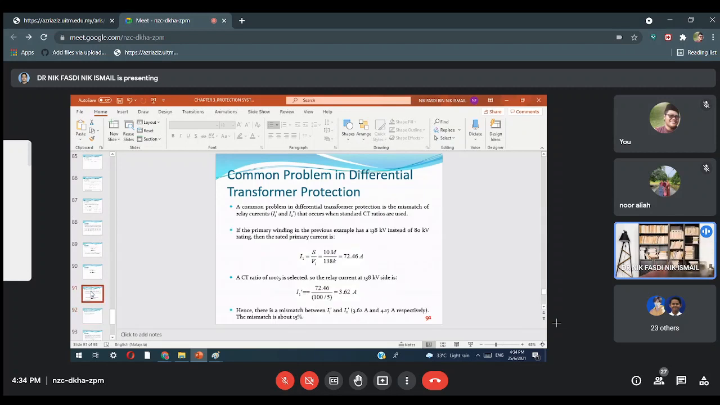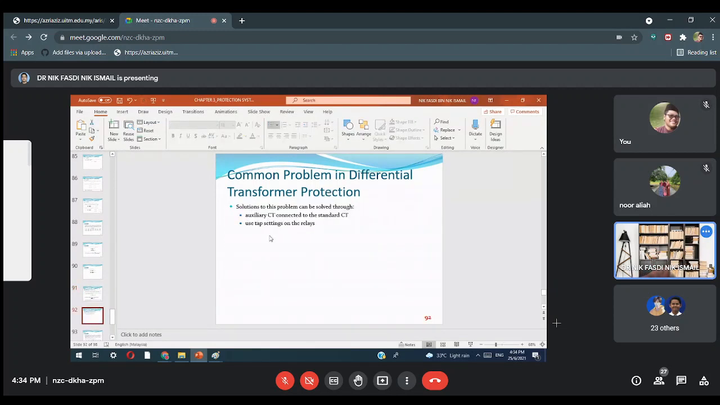Sebab contoh case ni 138. So kita kena step down kepada 80 contoh in order to have no mismatch at all, kita pakai tap setting, step down kan dia kepada 80 kV. Itu antara solution. But we need to differentiate between fault current and the normal operating current. Okay?